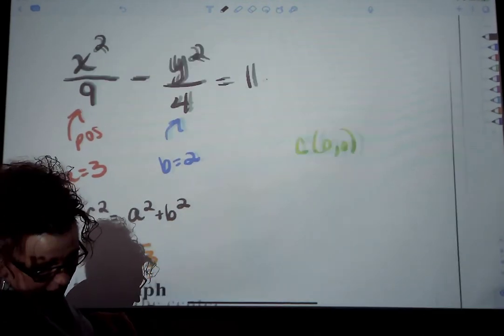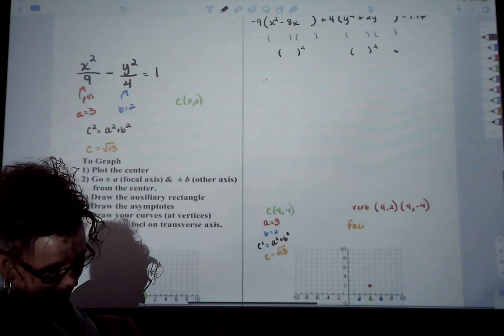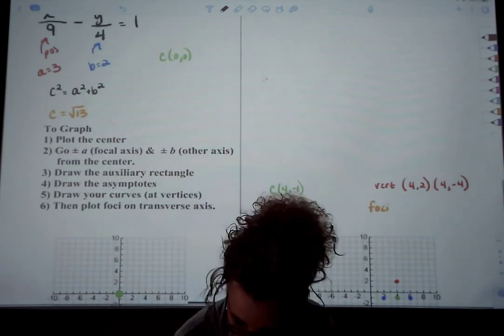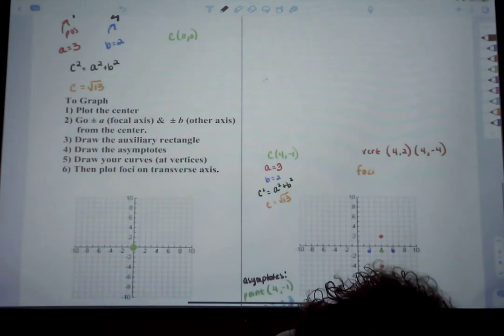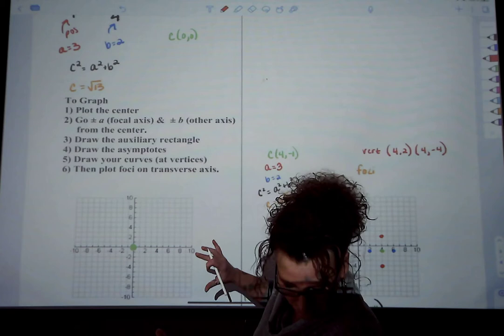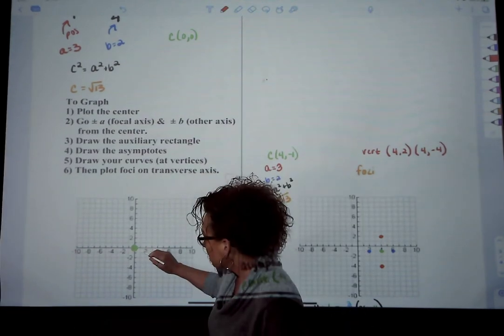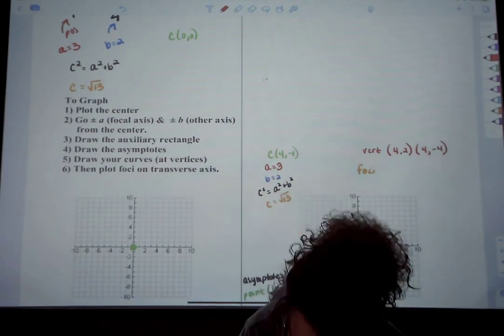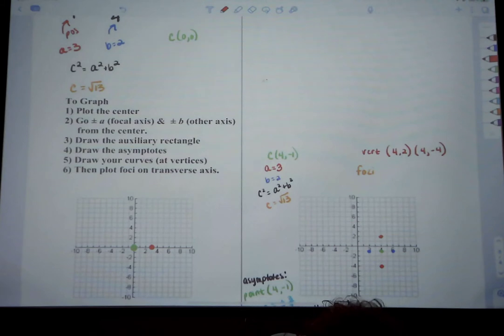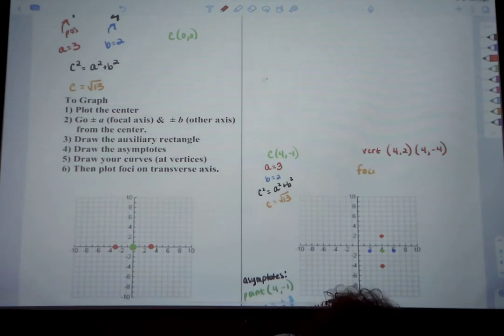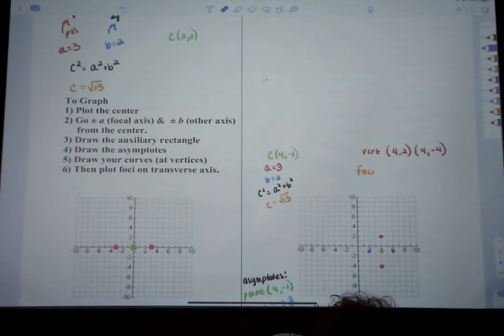I graphed everything. No, I didn't. But I will. Opens from side to side. So I graphed the center. A is 3. 1, 2, 3. B is 2. 1, 2. Here's my little rectangle.